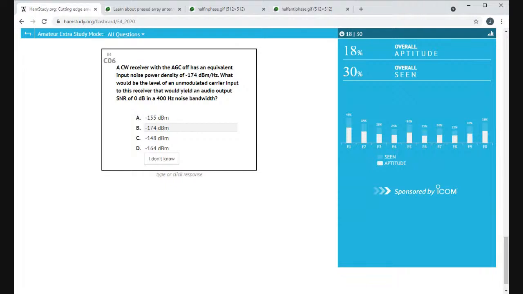I'm going to pick B, just because I don't know the right answer. So the right answer is negative 148 dBm.